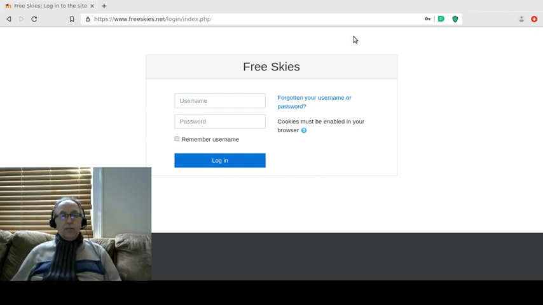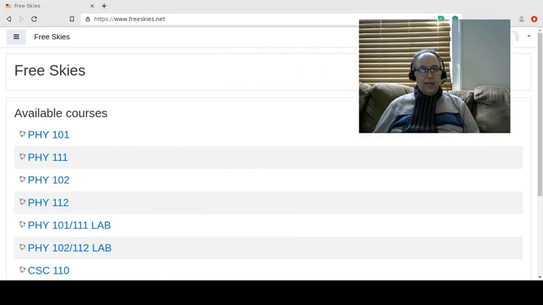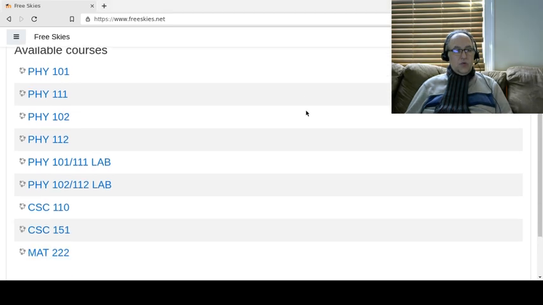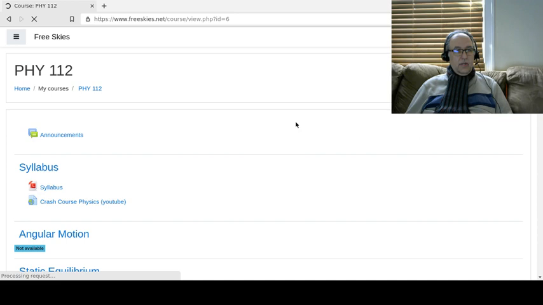Okay, so let's go to our website here. So this is www.freeskies.net, and log in using the usual username and password, and you should see here all the courses. Let me move my image up here so you can see what I'm going to do here. And I'm going to scroll down here to Physics 112 like that and click there.